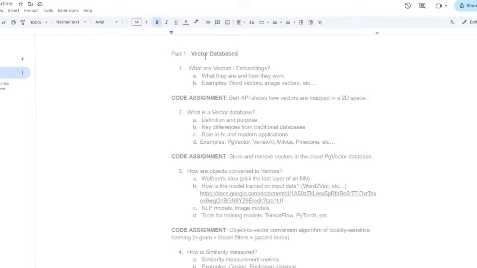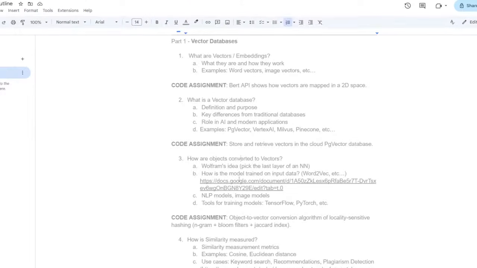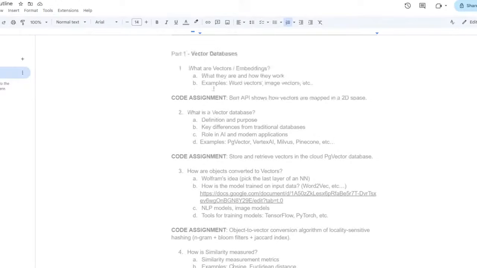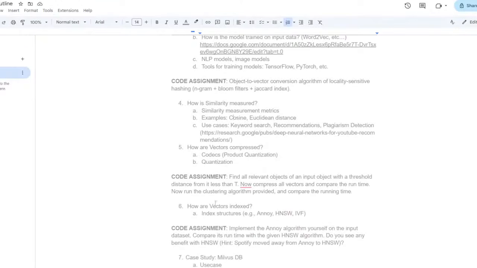What we are covering in this course is vector databases, what vectors are, what embeddings are. We'll have some coding assignments here and there. We'll cover the idea behind how vectors are created, how objects are converted to vectors, and the similarity measure of vectors. So how do you find whether two vectors are similar to each other or dissimilar? Is apple similar to banana? Yes. Is apple similar to Microsoft? Yes. So that is something coming up in the course.